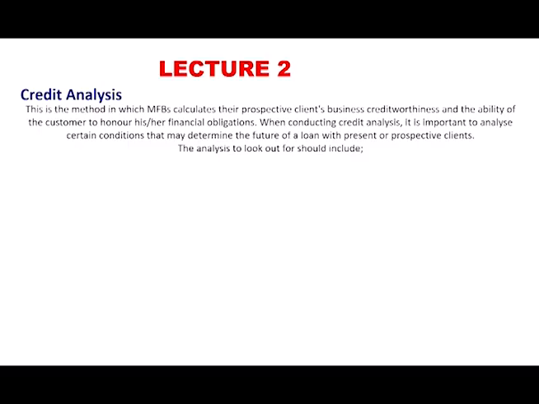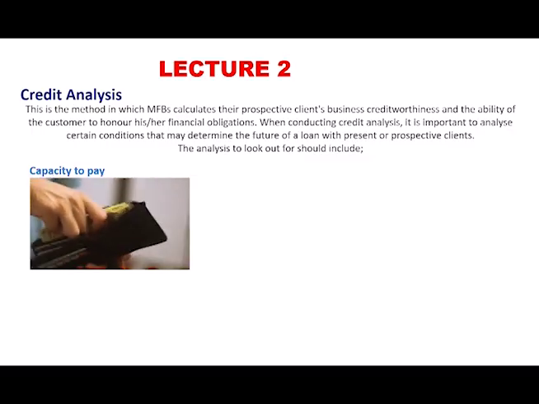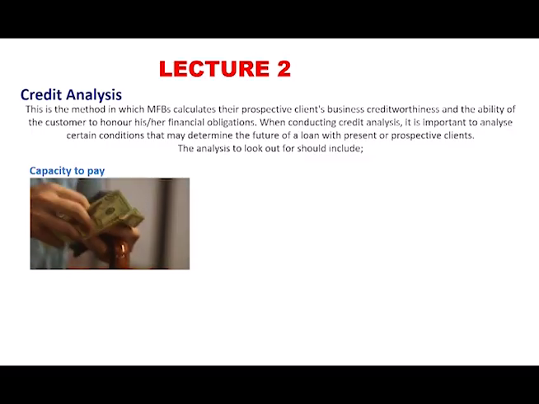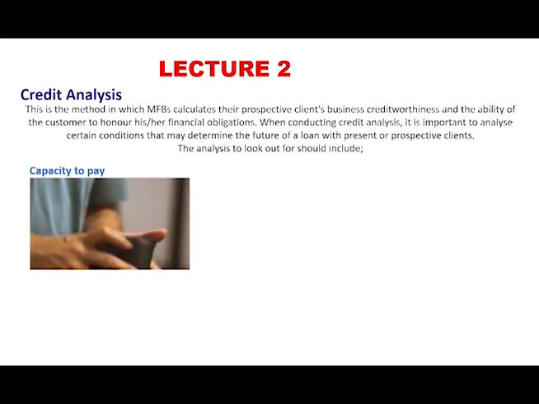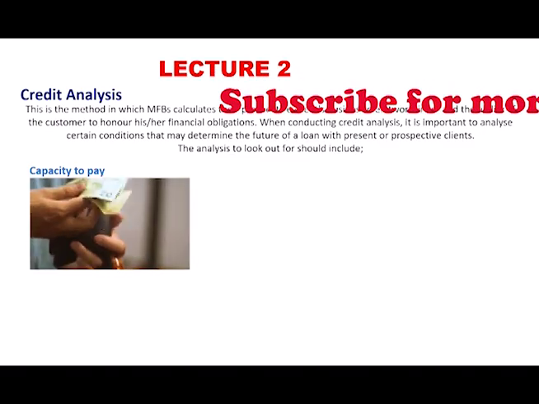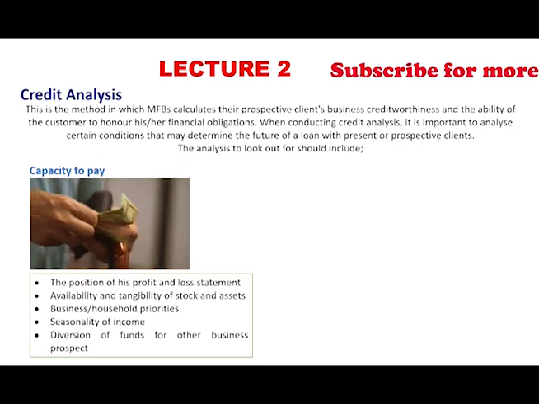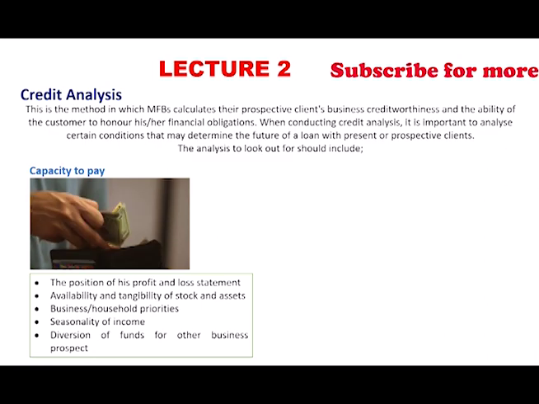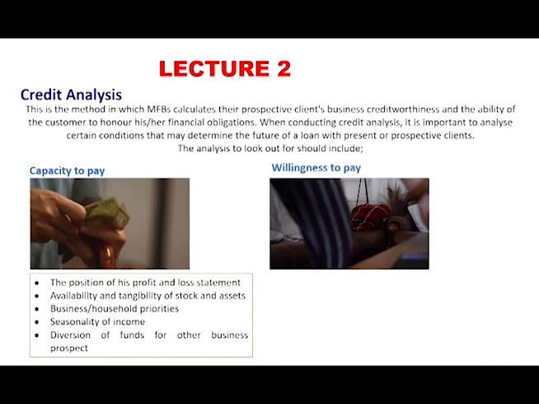When conducting credit analysis, it is important to analyze certain conditions that may determine the future of a loan with present or prospective clients. The analysis to look out for should include these 5 basic themes. 1. Capacity to pay. This bothers on the customer's ability to meet up with repayments as at when due. The issue that arises for capacity is the problem of not wanting to pay, and not the substance to pay from, even when he has stock in his business. Understanding client's capacity to pay will focus on the position of his profit and loss statement, availability and tangibility of stock and assets, business/household priorities, seasonality of income, diversion of funds for other business prospect.